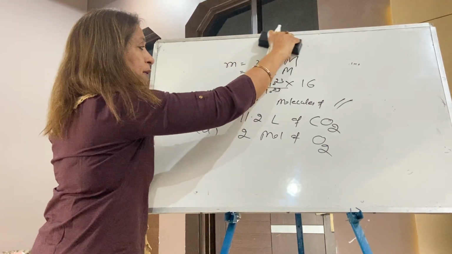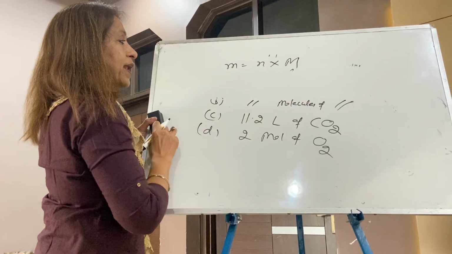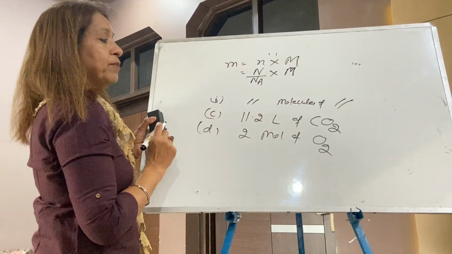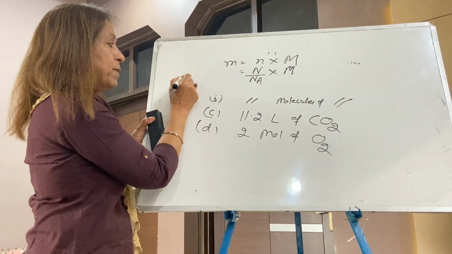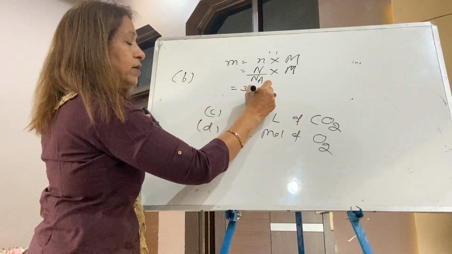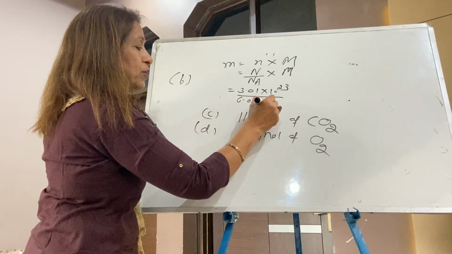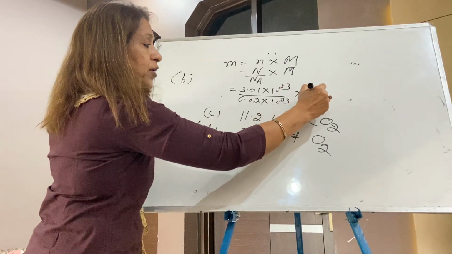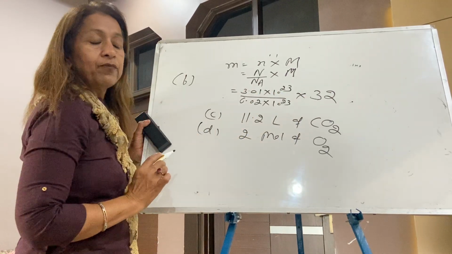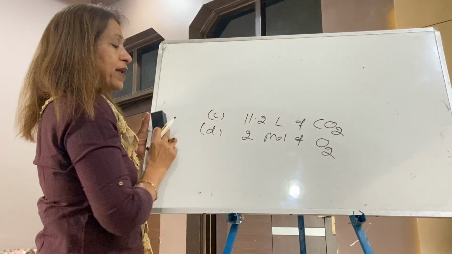B part, same formula you will apply. m is equal to n into capital M. Again n is equal to N by Avogadro's number into capital M. Now it's molecules. B part, write down B part. Again it is 3.01, right? B part, 3.01 into 10 to the power 23 divided by 6.02 into 10 to the power 23. Now you put 32 gram because the question carries molecule, so you will put here molecular mass now. This B part, very simple way I have given to you. You can calculate any numerical by applying this formula.